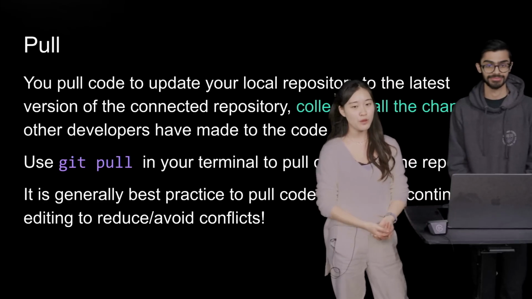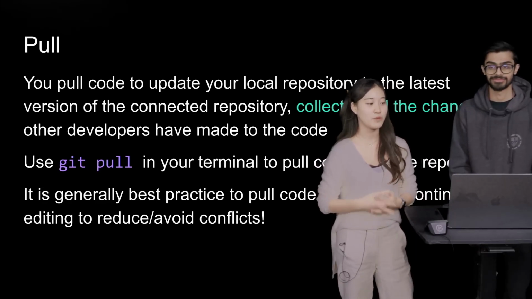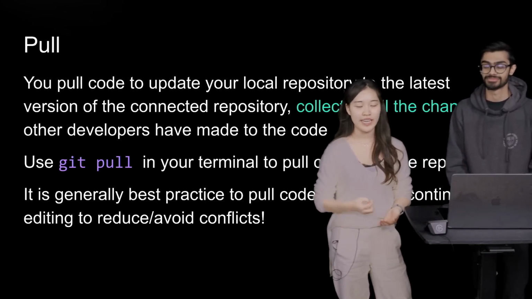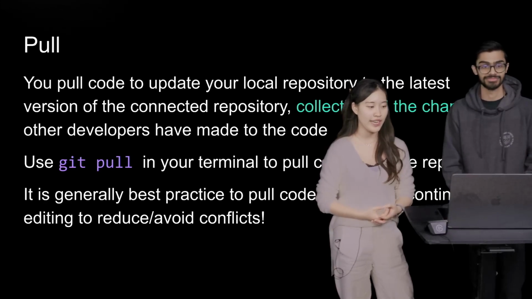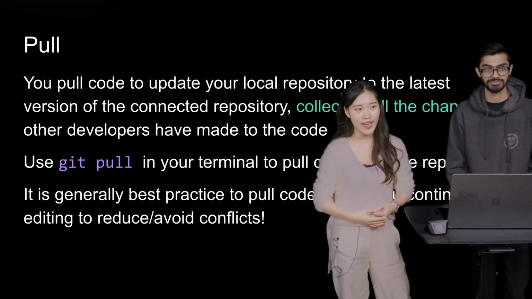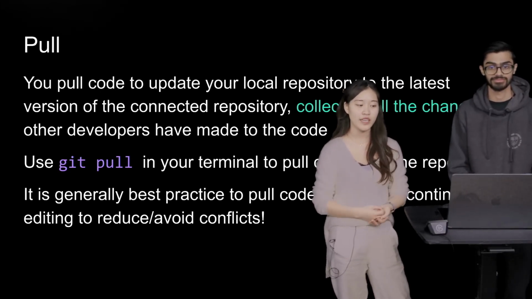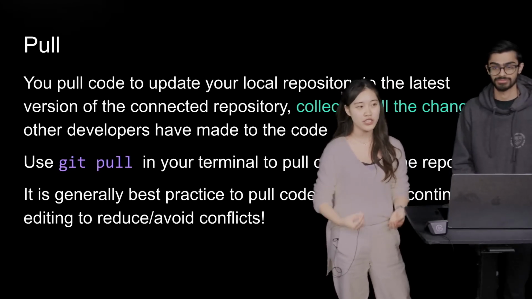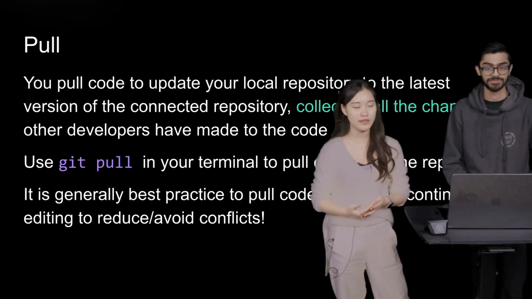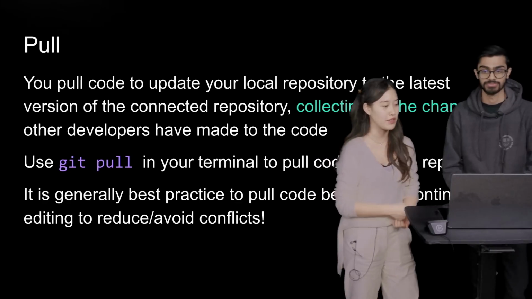Moving on to the pull request: in opposition to the push request, you can pull code to update your local repository to the latest version that is stored in the repository. You can collect all the changes that other people have made to the code by calling the command git pull in your terminal. Pushing code pushes what you have locally into the cloud-based system, and pull puts whatever is hosted within GitHub into your local computer.